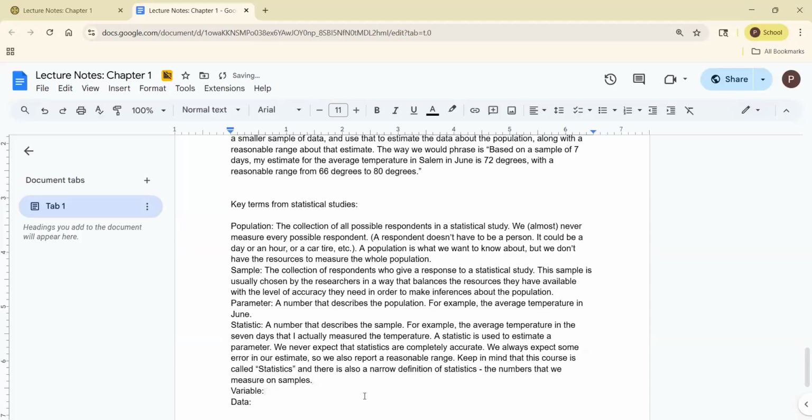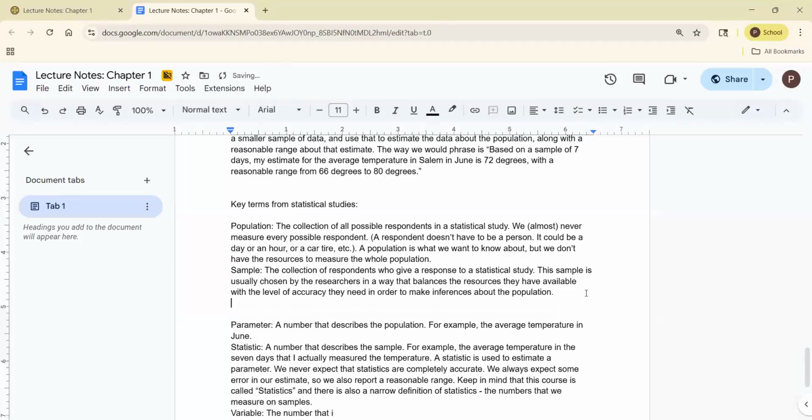Okay. And then we've got a variable. Actually, I'm going to go one step further and add something else. So population is a collection of all possible respondents. Sample is a collection of respondents who give a response to a statistical study. I like to go one more level, which is an observation, a single respondent.